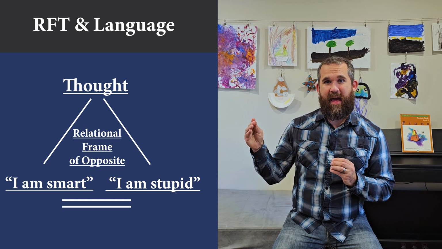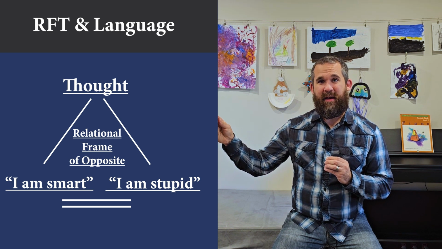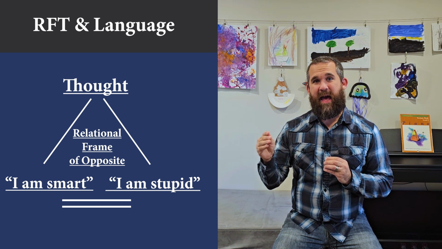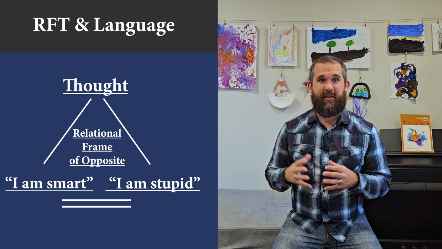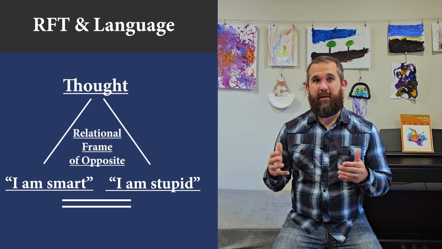Once we learned A is equal to B, we also know that B is equal to A. And this goes for opposites like I'm stupid and I'm smart. This highlights one of the core problems that lurks behind mental health disorders, where we're using language to try to control experiences.